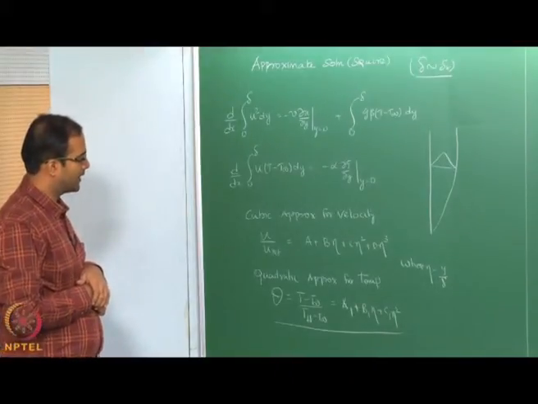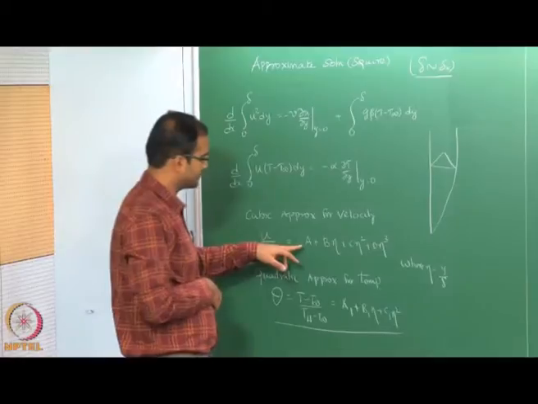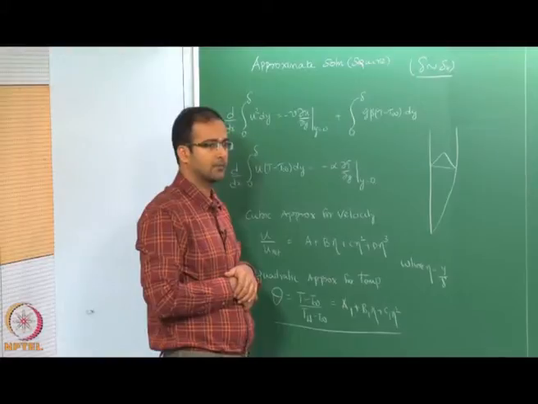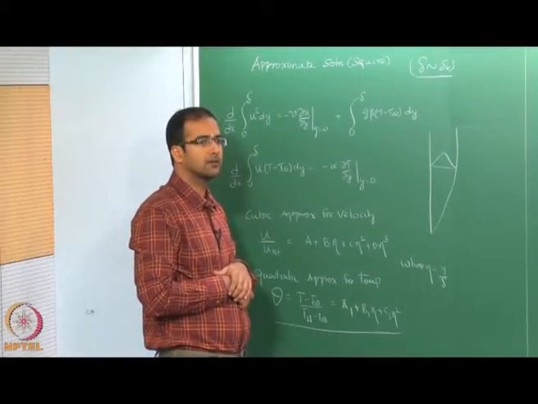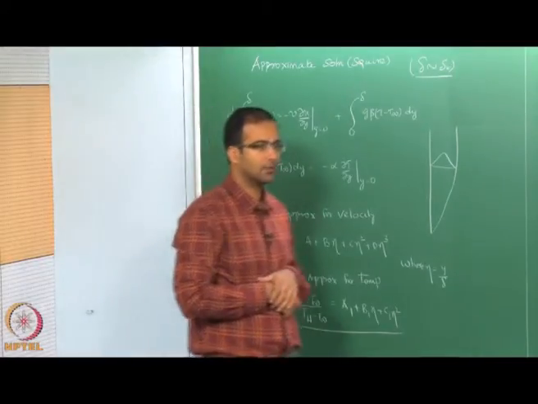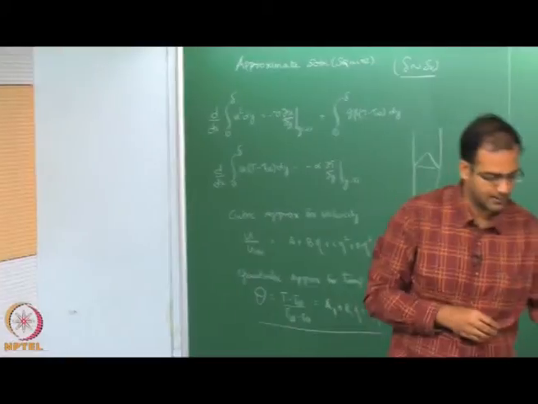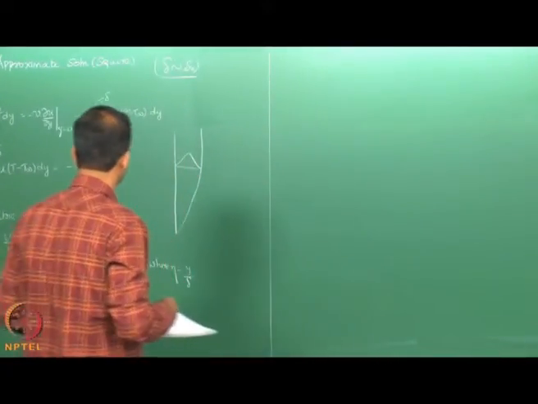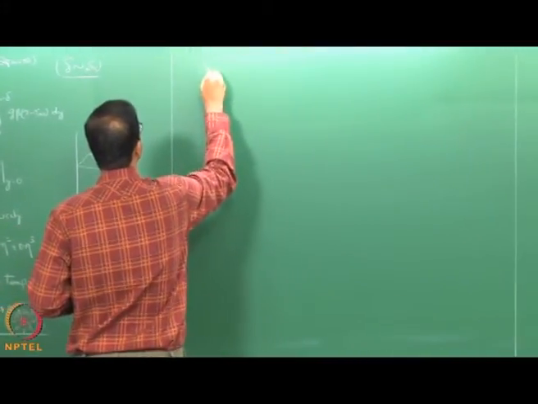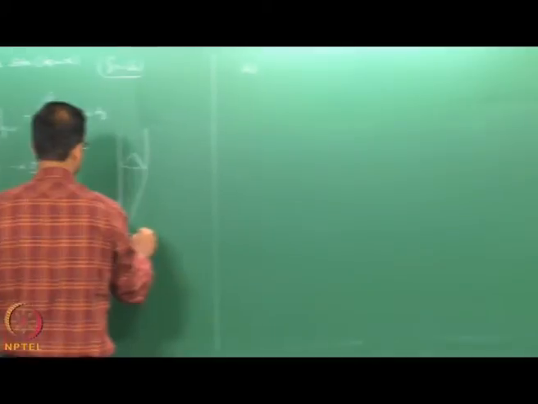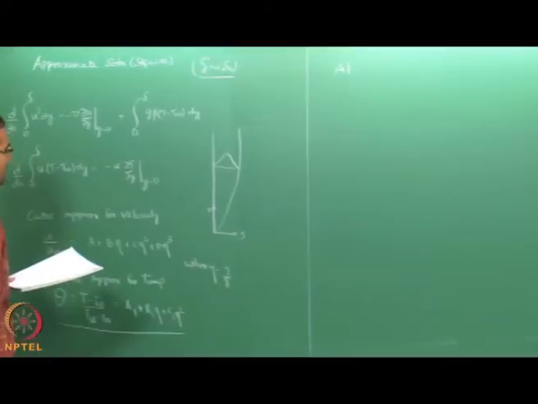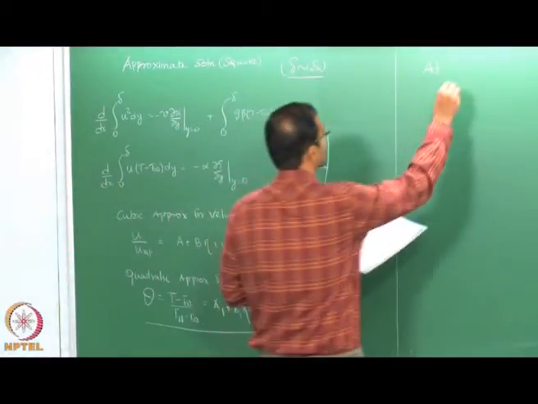Now, in order to find these coefficients, we have 4 coefficients in the velocity profile and 3 in the temperature profile. We have to write down the suitable boundary conditions for them. So, let us list down what are all the boundary conditions in terms of velocity and temperature. What are the important boundary conditions we can write? So, this is your y and this is your x. So, y equal to 0 is nothing but eta equal to 0.